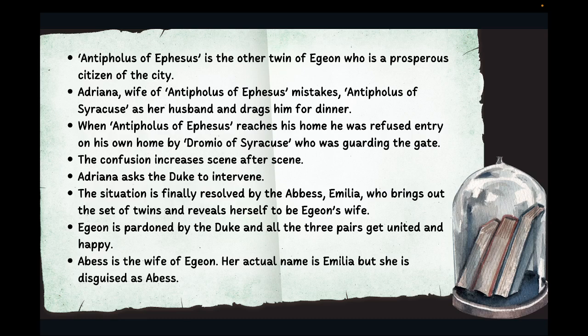The confusion increases scene after scene. Adriana asks the Duke to intervene. The situation is finally resolved by the abbess, Amelia, who brings out the set of twins and reveals herself to be Aegon's wife. Aegon is pardoned by the Duke, and all three pairs get united and happy. The abbess is the wife of Aegon. Her actual name is Amelia, but she is disguised as the abbess.